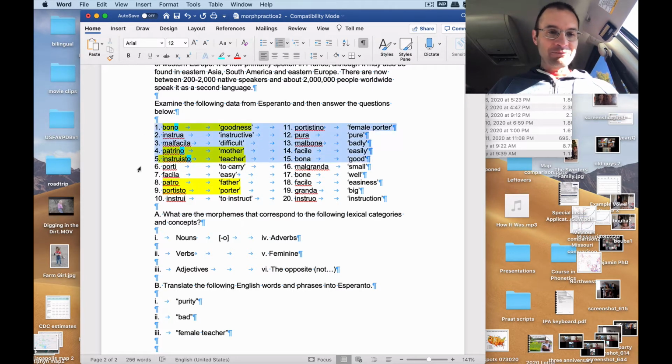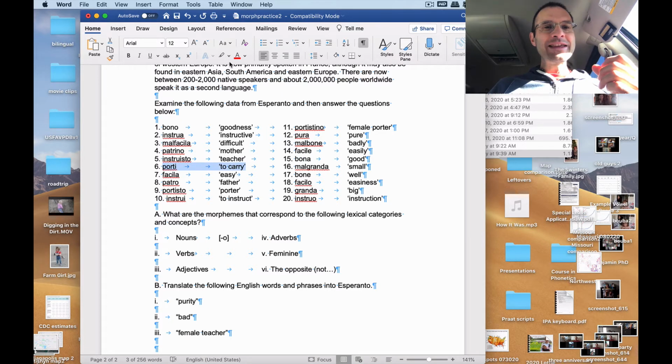Once you see that first trick, the rest become relatively easy, because you can look for the final sound in each word to give you a clue about what's going on. Did I lose my highlighting? I guess I lost my highlighting. Anyways, the word porti is to carry, so I'll highlight that one.